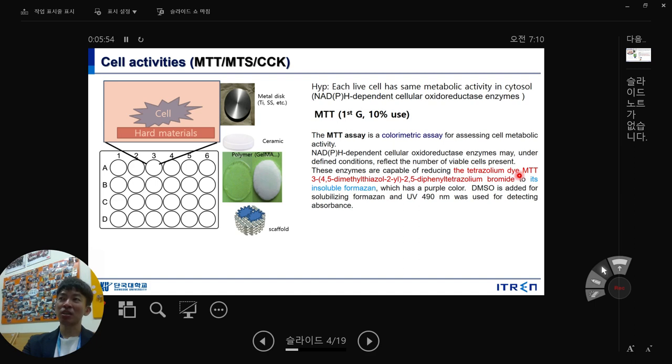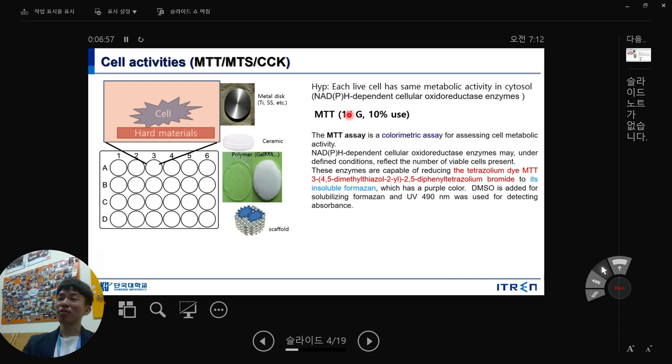So the basic methodology is that if you put the MTT dye, this MTT dye is reduced in the mitochondrial cytoplasm, the cytosol, and then the color changes to purple. This is the insoluble formazan. They are converted, so this is very important: insoluble. So that is why we need DMSO for solubilizing formazan, and 490 nanometer was used for detecting absorbance. Basically, they analyze the enzymatic activity from the viable cell, and this MTT is converted to insoluble formazan by your mitochondrial enzyme called oxidoreductase. And because they are insoluble, we need DMSO, and then check the absorbance.